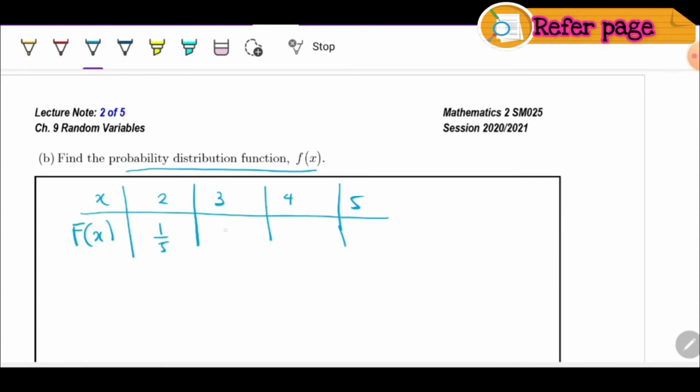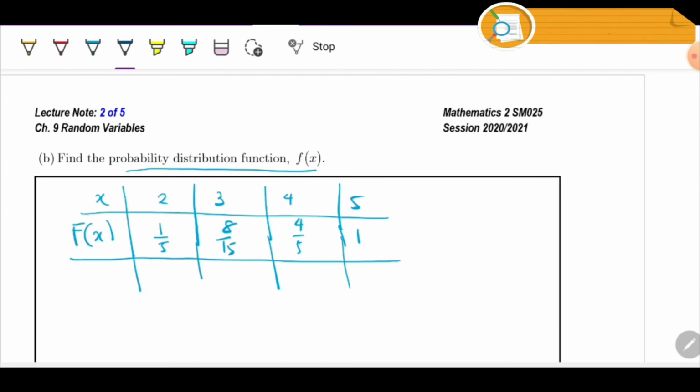So convert into a table. F2 is 1 over 5, F3 is 8 over 15, F4 is 4 over 5 and F5 is 1. Then draw a next row below the CDF. This is the PDF.